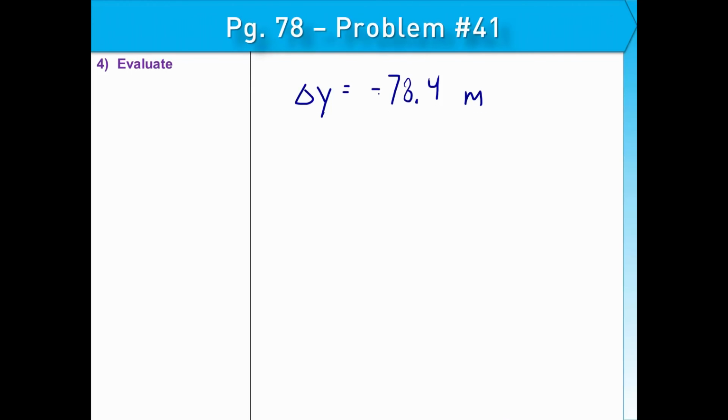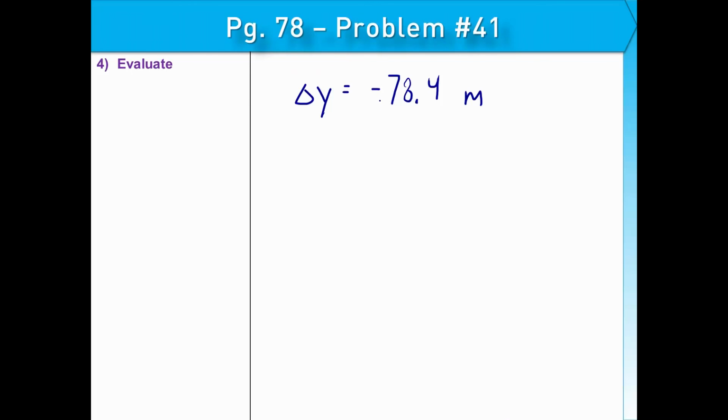Next, I want to check the sign, positive or negative. In this case, because the object is falling downward, and we're taking the origin is where the object is initially at, that means as the object falls, it's going to have negative displacement then. So it should be negative.